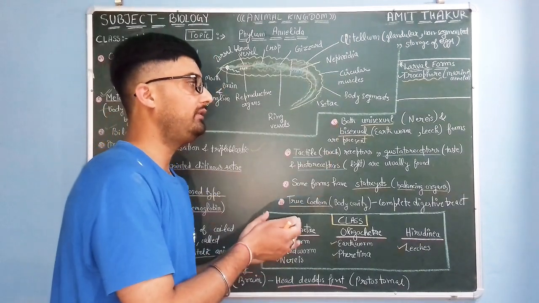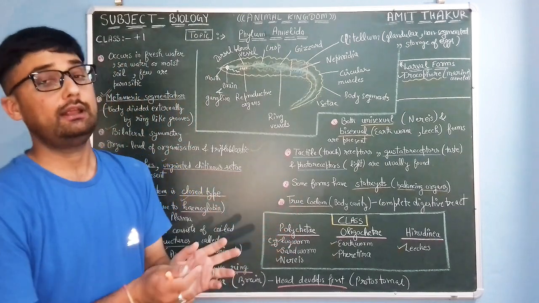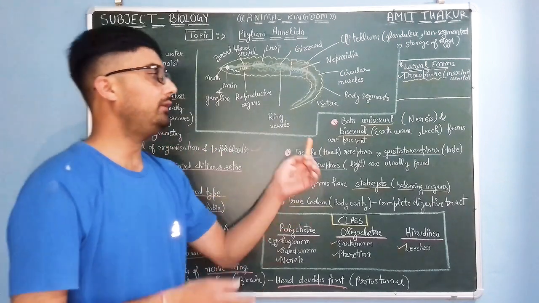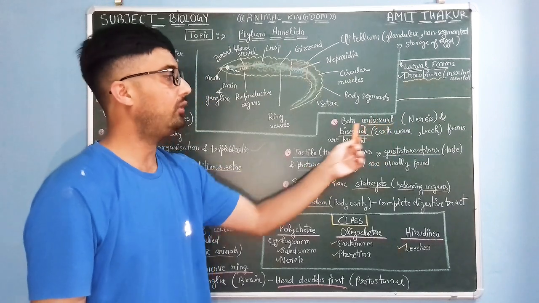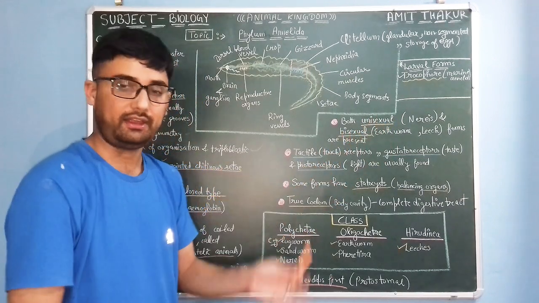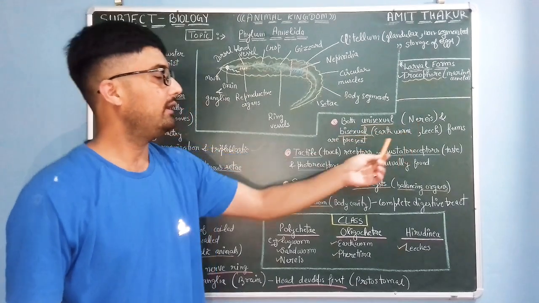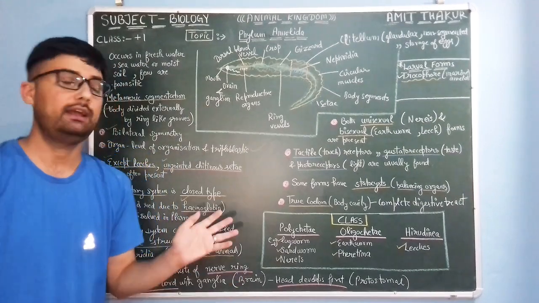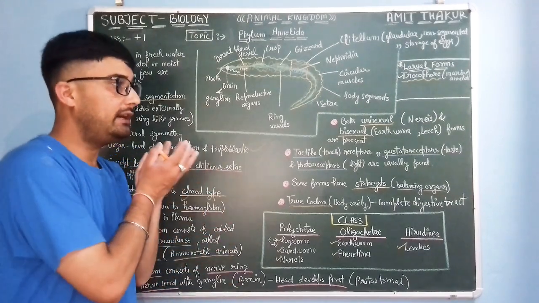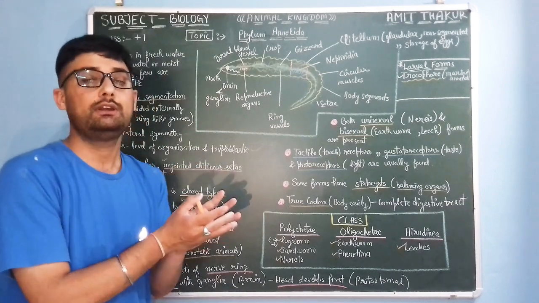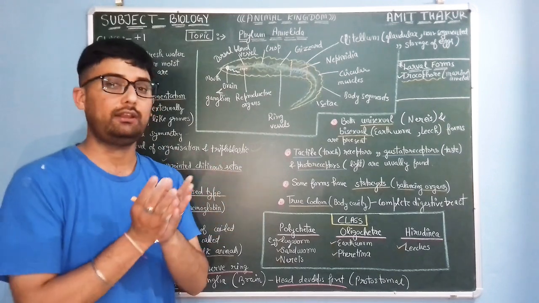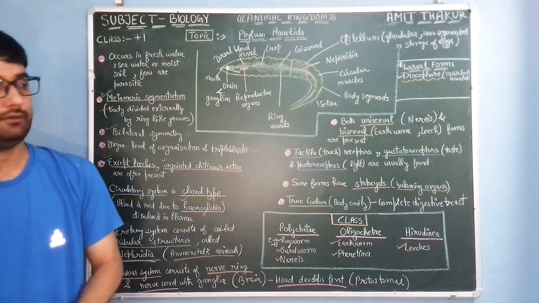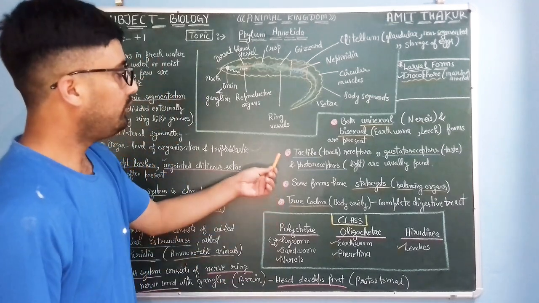Both forms, unisexual or monoecious forms, like hermaphrodites where sexes are the same, not separated, and bisexual dioecious forms, are present. Unisexual forms like Nereis and bisexual forms like earthworm and leeches, both forms are present in annelids. Means there are some forms like Nereis where sexes are not separated, and in the case of earthworm and leeches, sexes are separated. Okay.